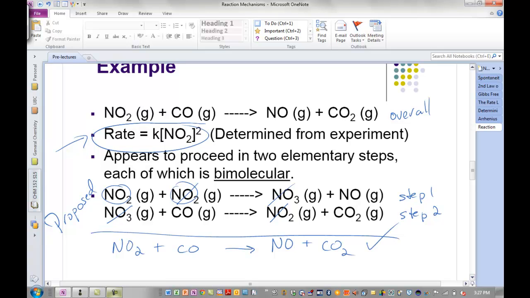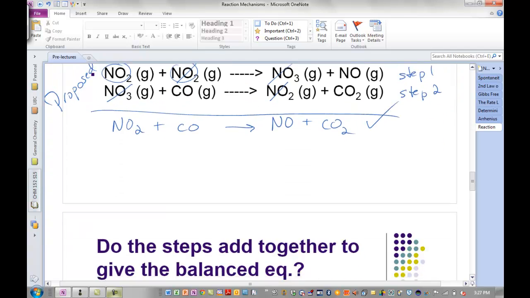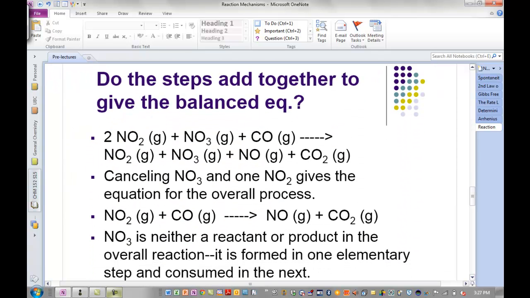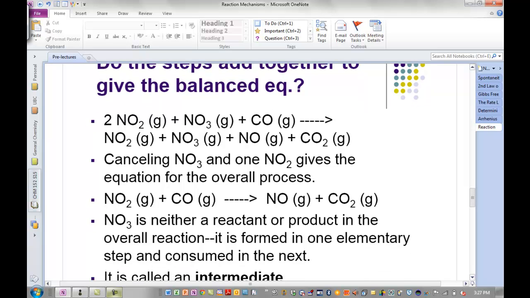Check. So the first step in determining if a mechanism is valid is, do your elementary steps add up to the overall reaction? Yes. Okay. Now, what's the next step? The rate law written from the rate determining step must match experimental. This slide, which is in the notes posted in Sapling, just says, do they add up? We did that. Okay? So we've already done that.